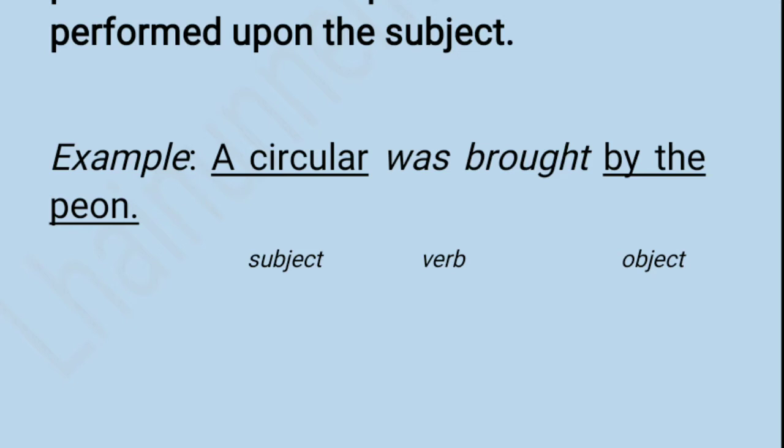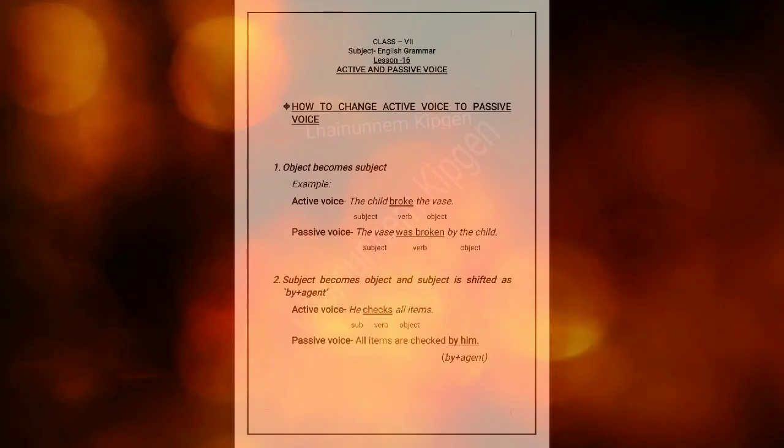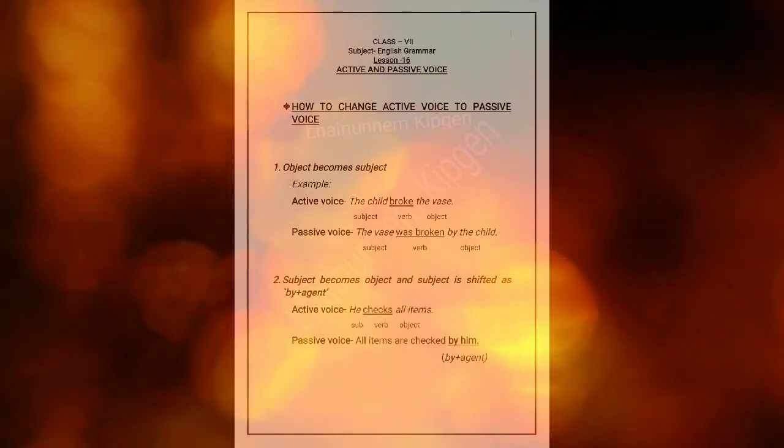Now, let us see the example. A circular was brought by the peon. Here, a circular is the subject, was brought is the verb, and then by the peon is the object. In this sentence, an action is performed upon the subject, that is a circular, by the object, the peon. So, this sentence is in a passive voice. Okay, now I hope you understand what is a passive voice and what is an active voice.